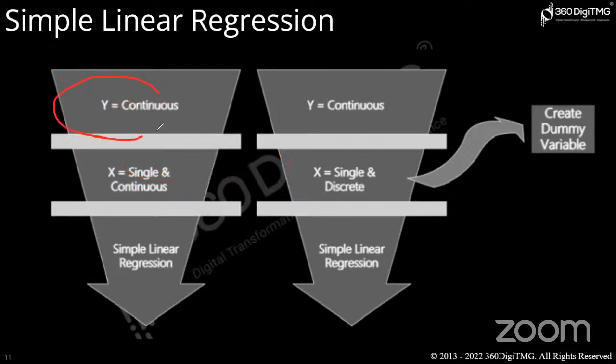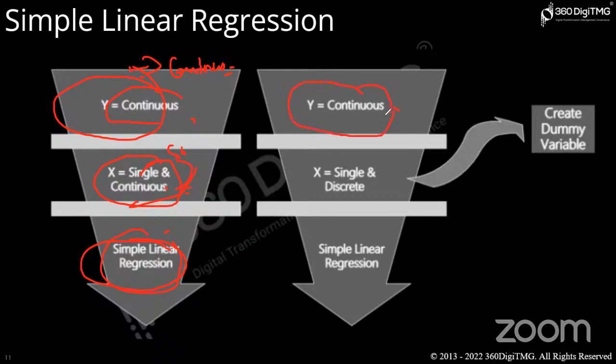So whenever y is continuous and x is single and continuous, meaning just one input and it is continuous, then you can simply go for simple linear regression. If you have y continuous and x single and continuous, in that case you can directly go for simple linear regression.